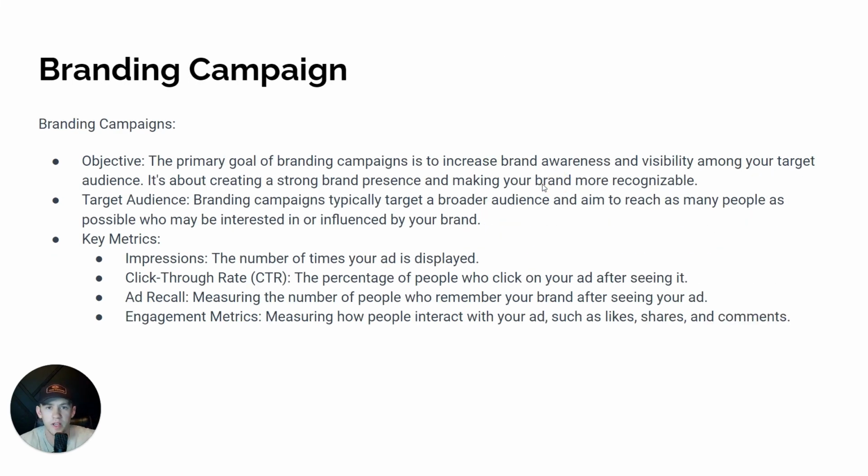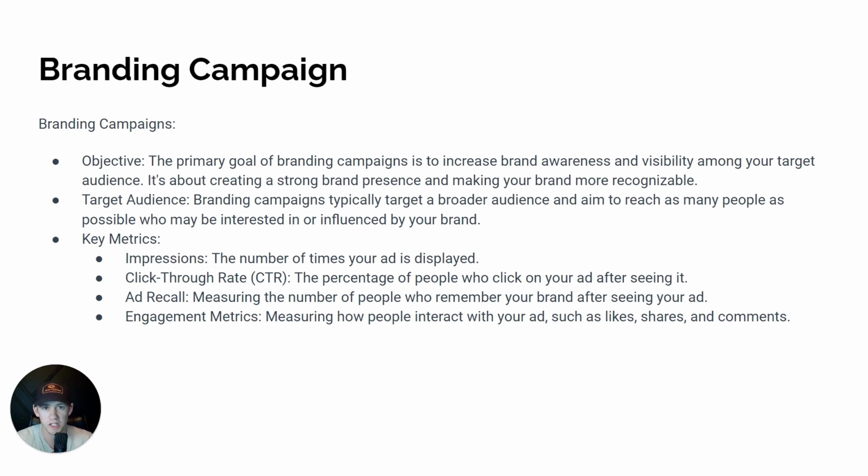Now, with a branding campaign, the objective is different. You want to increase the brand awareness. You want as many eyeballs on your brand, on your service, on your coupon, whatever you may be offering, as many eyes as you can get for the cheapest amount possible as well. So more eyes, cheaper, but you want the right eyes to see it as well. So that goes with impressions and click-through rate. How many people click through to your website, to your page, and the engagement rates, how many people are interacting with it.